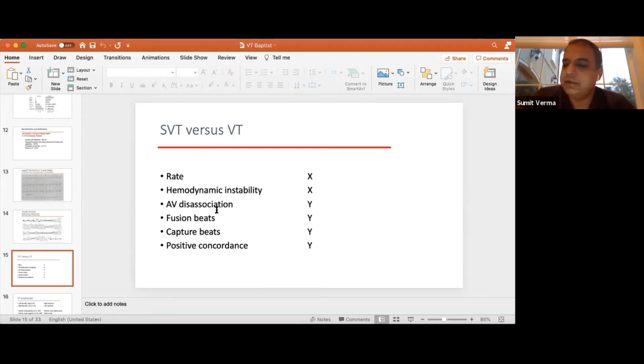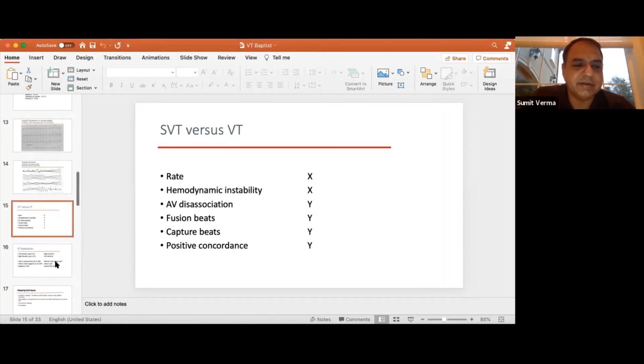AV dissociation is definitely a suggestion of ventricular tachycardia. So if you have wide complex tachycardia and you see those P waves, like we showed on that EKG earlier where there's dissociation, then most definitely you can say this is VT. Fusion and capture beats, like I explained earlier, those are signs of ventricular arrhythmia. And positive concordance, that's an interesting sign, and you'll see this sometimes when a patient comes in in VT and V1 is positive, and all the way through V6, everything is positive. That's called positive concordance. And you don't see that in SVT, you see that in VT. So if you ever see that, you can confidently say this is a ventricular arrhythmia.